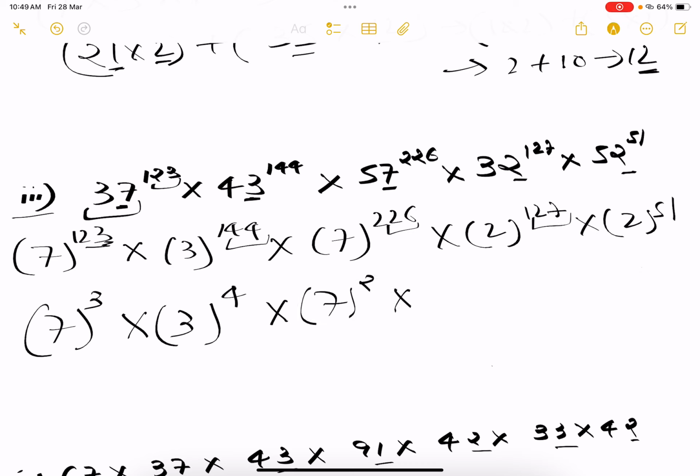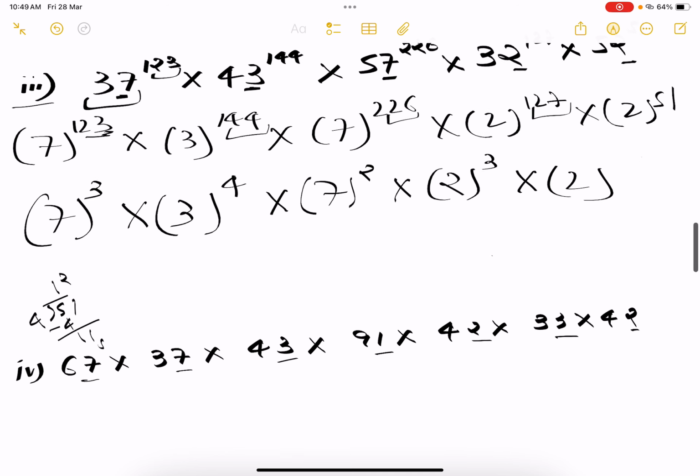For this 27, if we divide it by 4, then 4 into 6 is 24, and the remainder left is 3. For this 51, 4 nines are 36, 4 tens are 40. We divide this 51 by 4, 4 ones are 4, the 4 is there in 11, and 4 twos are 8. So here I am left with remainder 3.